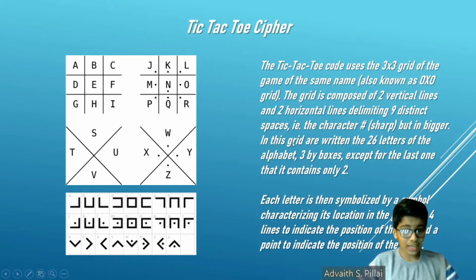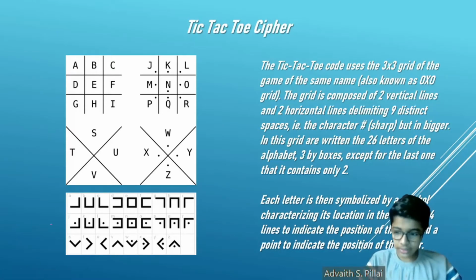In this grid are written the 26 letters of the alphabet, 9 letters per box, except for the last one that contains only 2. Okay guys, we'll look into this. Each letter is then symbolized by a symbol characterizing its location in the grid: 2 to 4 lines to indicate the position of the box and a point to indicate the position of the letter. Okay guys, now let's look at it.